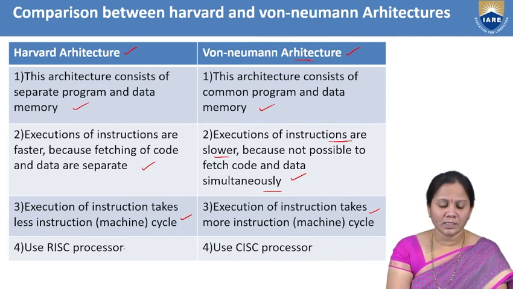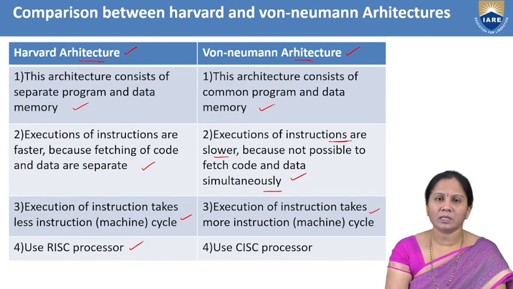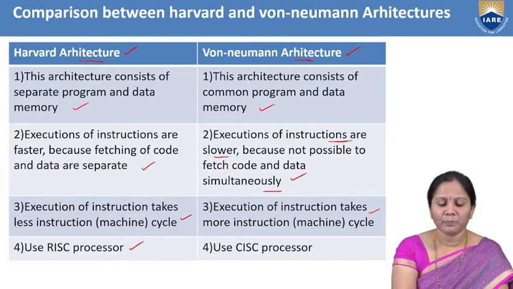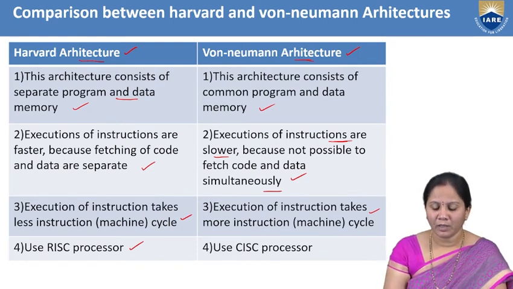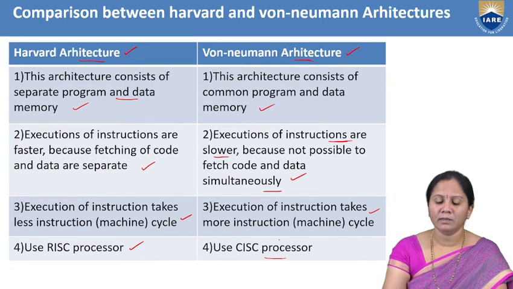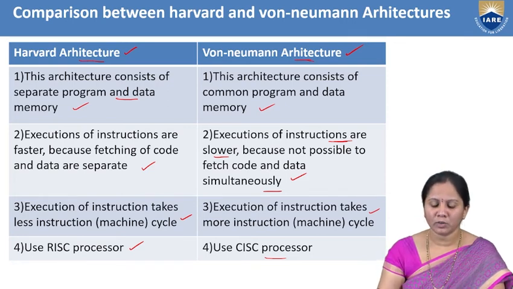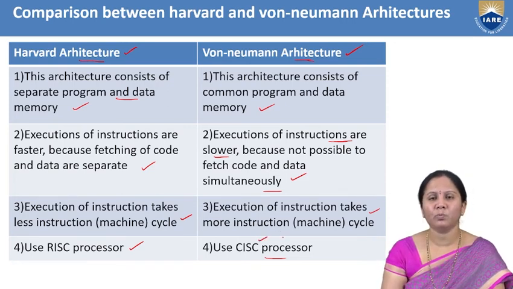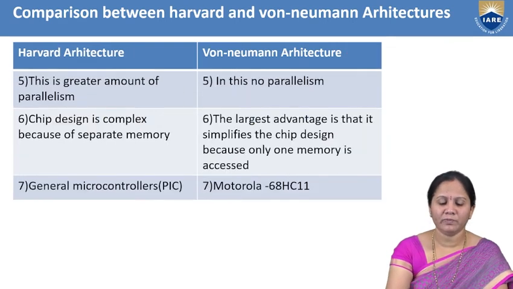And this RISC processor is designed based on this hardware architecture. So that is why in the RISC processor, if we observe, the program and data memory both are separate. Now, the CISC processor supports Von-Neumann architecture. CISC processors are designed based on the Von-Neumann architecture. So that is why in a CISC processor, both program and data will be resided in the same memory. So these are some of the differences.